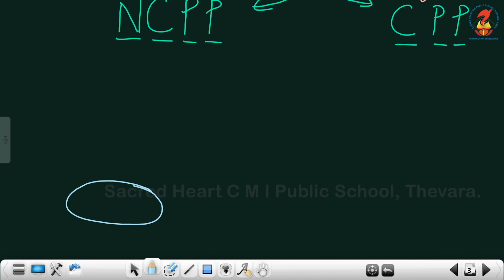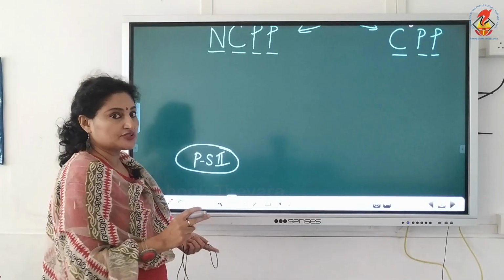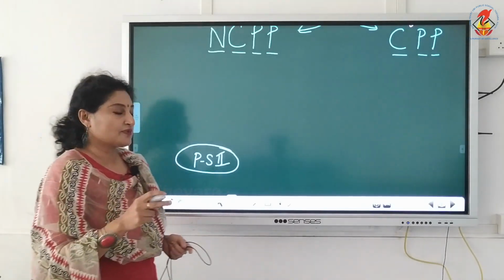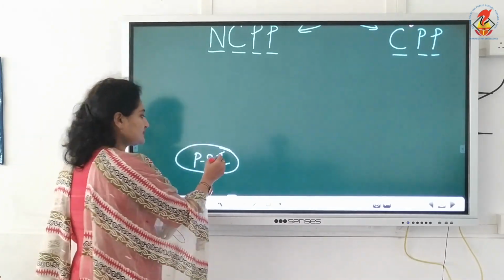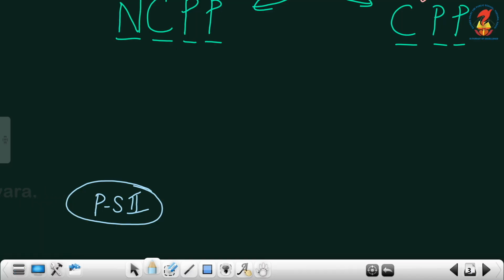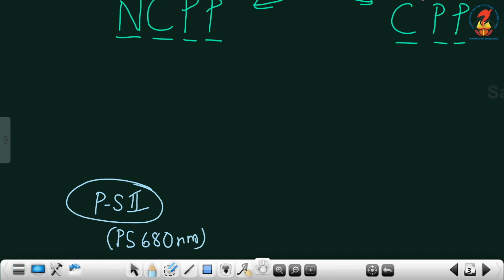It is represented by an oval. First is photosystem 2. Don't misunderstand, as I told you, the numbering was based on the sequence of their discovery, not on the basis of their function. So it is photosystem 2 that works first. And what is photosystem 2? It is photosystem P680, 680 nanometers. We know by now what photosystem 2 is.